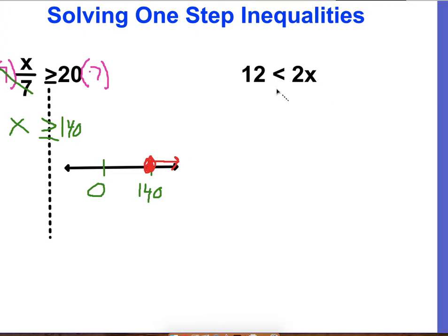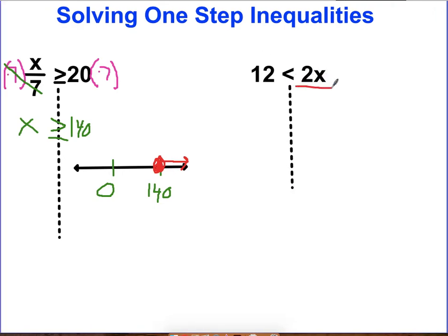We have 12 is less than 2x. Line down the inequality sign here. Find our variable. What's happening here? It's being multiplied by 2, so divide by 2. And then I have 6. X is over here. Inequality stays the same. To make it easier to read, we'll flip everything around. So I'll put x over here, 6 here, flip the inequality sign.